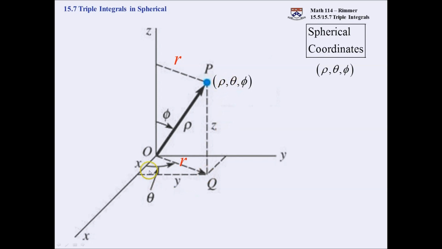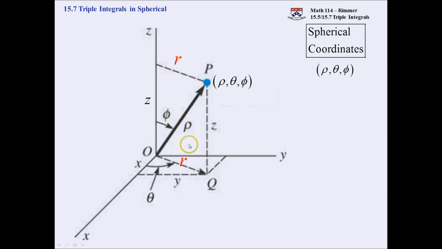The theta is the same theta as it was for polar and cylindrical. It is the positive angle swung from the x-axis. And now we have a new angle called phi, which is the positive angle swung down from the positive z-axis. And so rho, theta, and phi are our coordinates in that order. The second one's going to be theta, the third one's going to be phi.